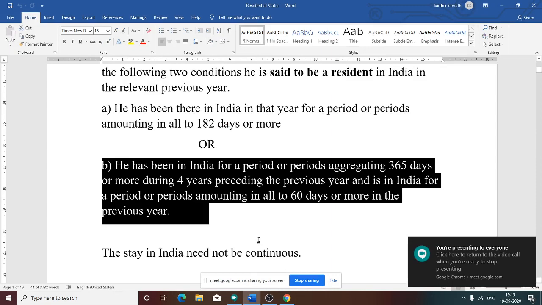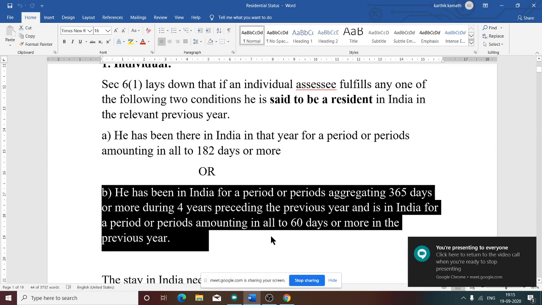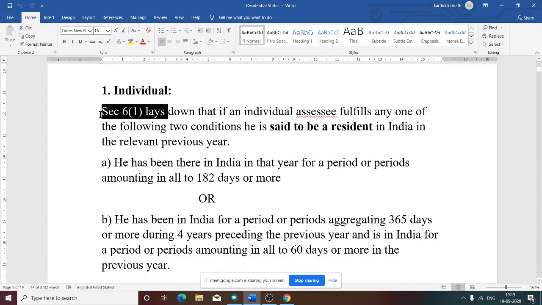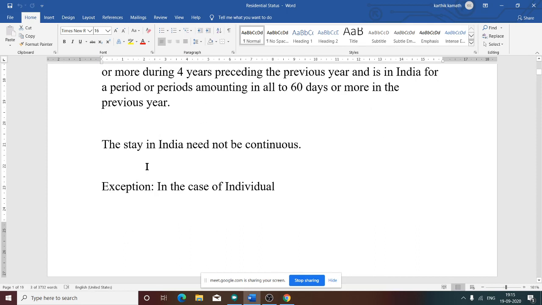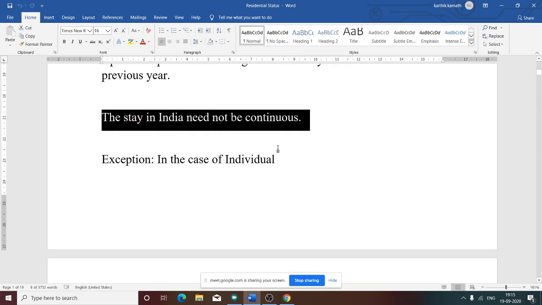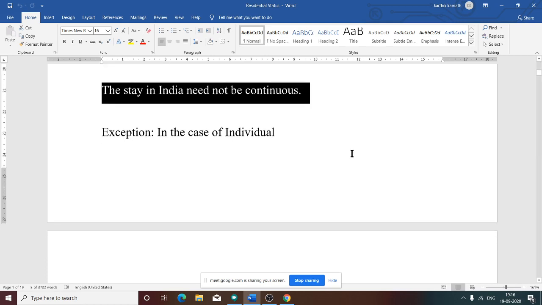So if any one of the basic conditions is satisfied, the individual becomes a resident in India. That is given under section 6 clause 1. This section is also very important. Then we know that stay in India need not be continuous. He may stay for 100 days, again he can leave the country and live in a foreign country, and again he can come back to India in the same year. All that can be done.